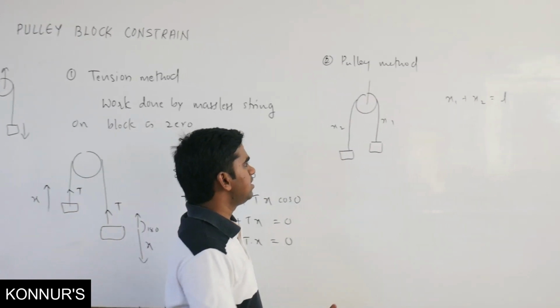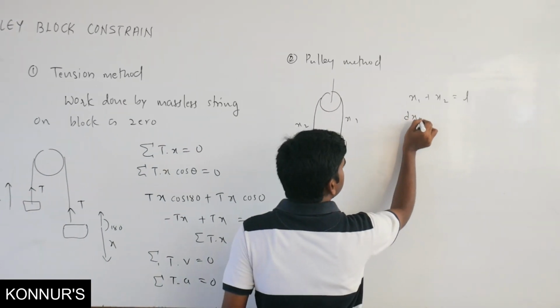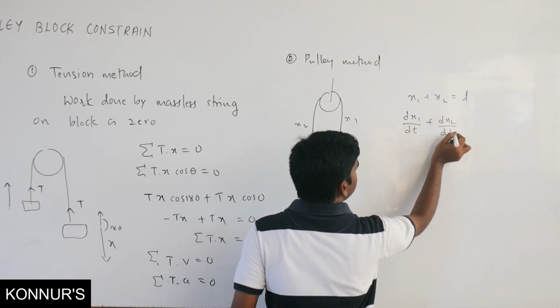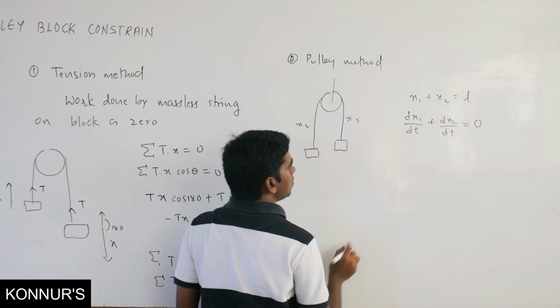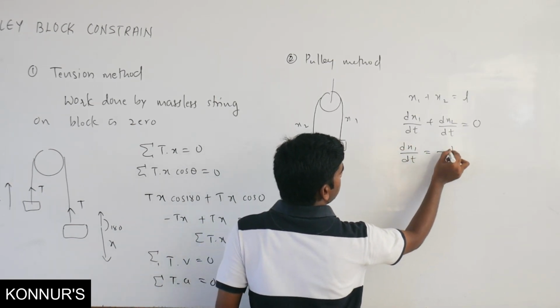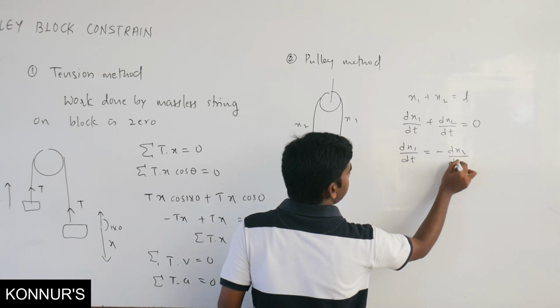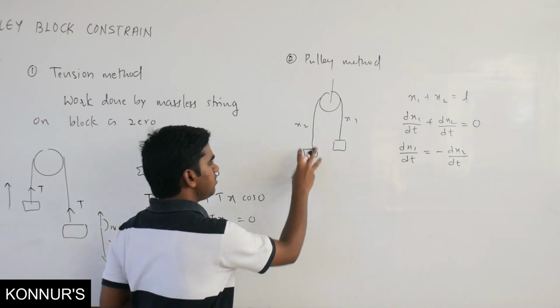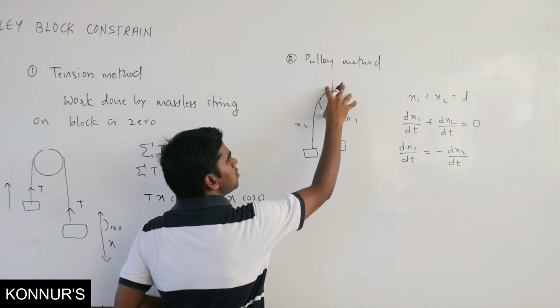Differentiate this one. This will become what? dx1 by dt plus dx2 by dt is equal to 0. So dx1 by dt is equal to minus dx2 by dt. What is dx1 by dt? It is the velocity of this block with respect to the pulley.